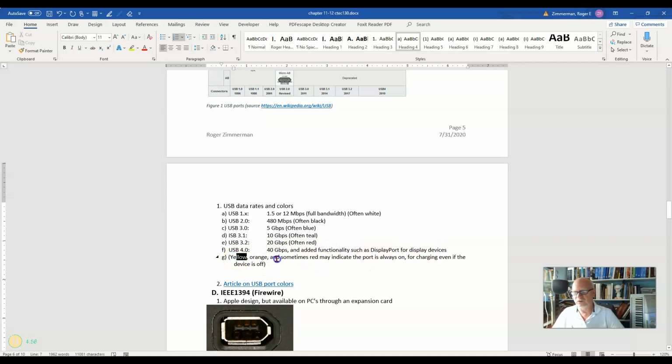Now, yellow, orange, and sometimes red may indicate that the port is always on. On the back of my computer, I've got some red ones, and those red ones are not, as far as I know, indicating 3.2. They are indicating that it's an always-on port. So even if the computer is off, as long as it's plugged in and has power, it will stay on for charging devices. However, yellow may also mean the same thing, and orange may also mean the same thing. So next we'll talk about the IEEE 1394.